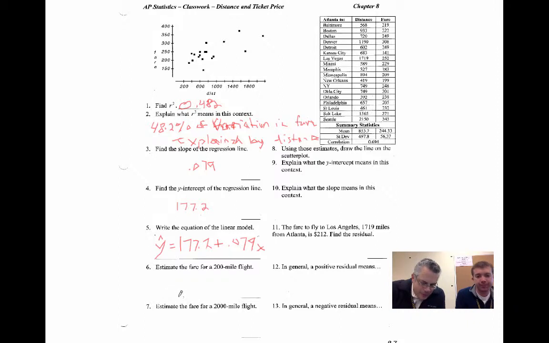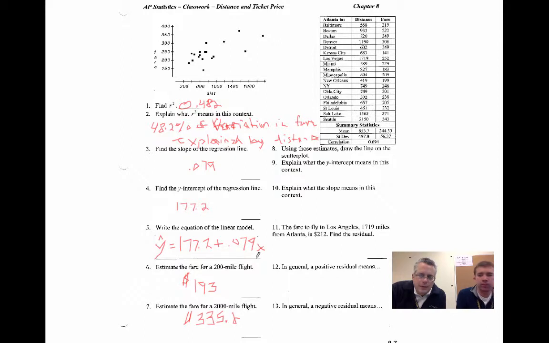All right, here we go. We're going to plug 200 in, and try to keep this quick. 177.2 plus 0.079 times 200. So using the line of best fit, our estimate of the fare for a 200-mile flight would be $193. Now 2,000 miles. Just put another zero there. We would estimate that would cost $335.20.